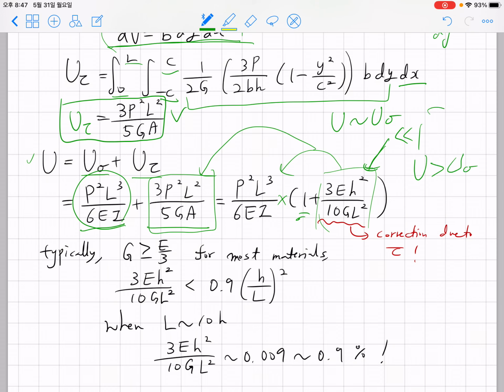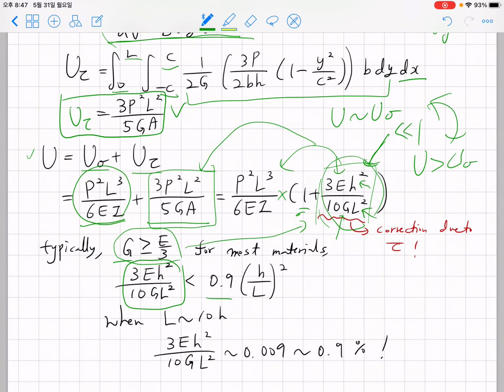So when this separation happens, what you can see here is that this is a dimensionless number. H is a dimension of length, L is a dimension of length, and G and E are dimensions of modulus. Typically, for most materials the shear modulus G is larger than E over 3, Young's modulus divided by 3. So if you plug this relationship into this expression, you can realize that 3Eh square over 10GL square is smaller than 0.9 times h over L squared.